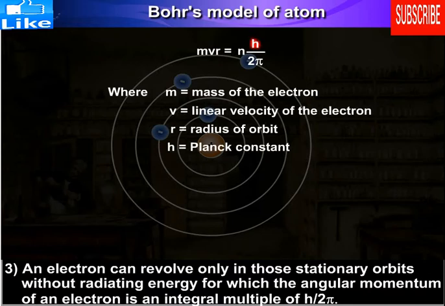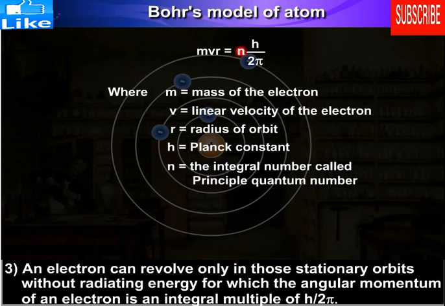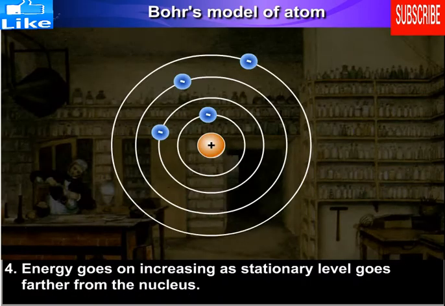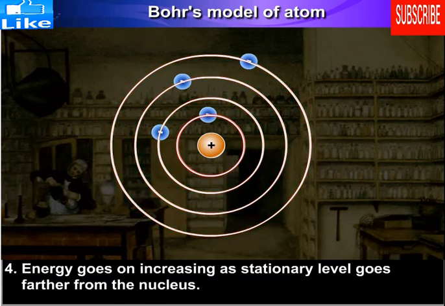h equals Planck constant, n equals the integral number called principal quantum number, n equals 1 for K shell, 2 for L shell, 3 for M shell, 4 for N shell, etc. 4. Energy goes on increasing as stationary level goes farther from the nucleus.